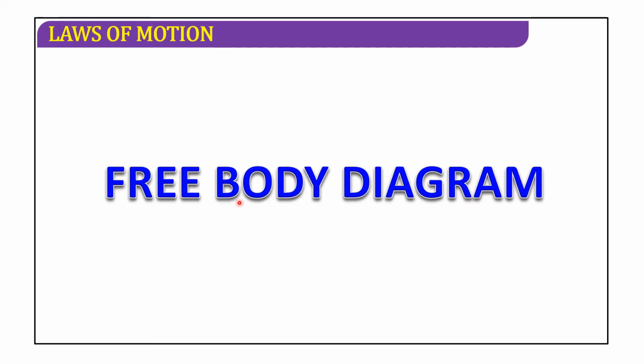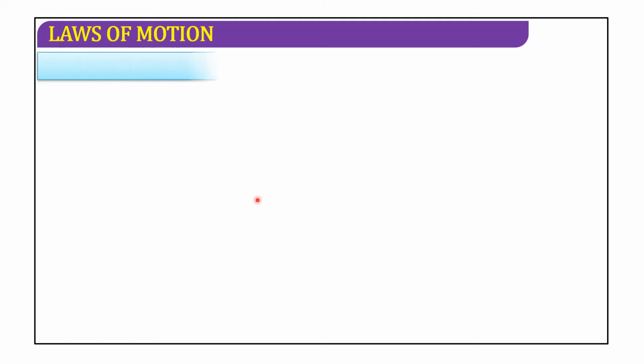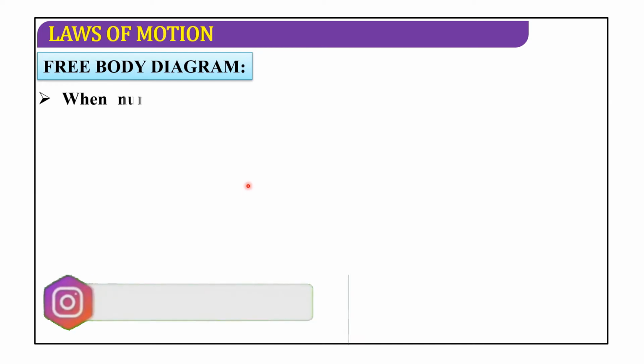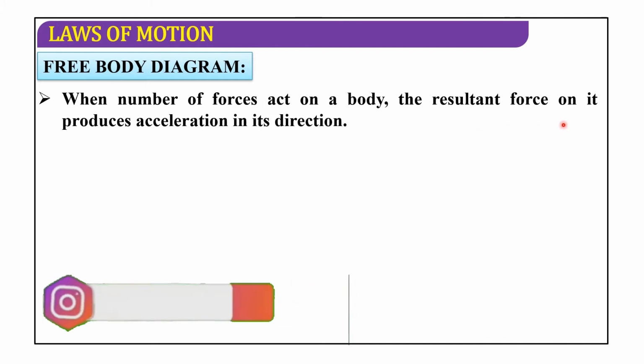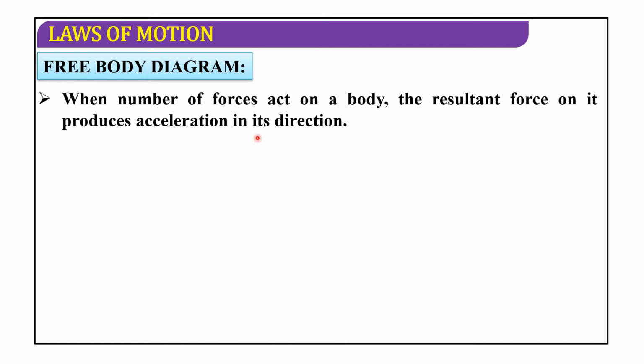Okay, let us go to today's session. Free body diagram, FBD. Let us discuss. When a number of forces act on a body, the resultant force on it produces acceleration in its direction. Here, a number of forces are acting on a body. So, the resultant force on it produces acceleration in its direction.